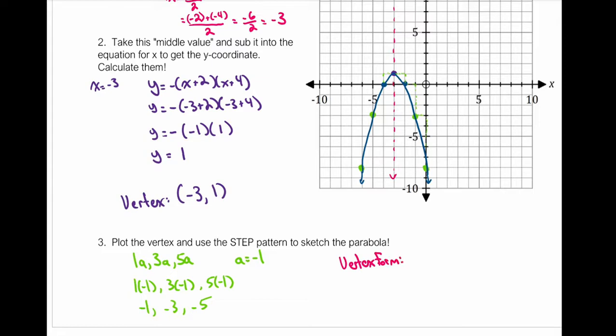I can write this in vertex form because we know a(x minus h) squared plus k. I know my a value from this form is -1. x is just going to stay x minus h, so minus the h value of the vertex. So minus -3, or plus 3, squared plus k, which we know is 1 from our vertex. So plus 1. So we can also come up with our vertex form once we've graphed our parabola.